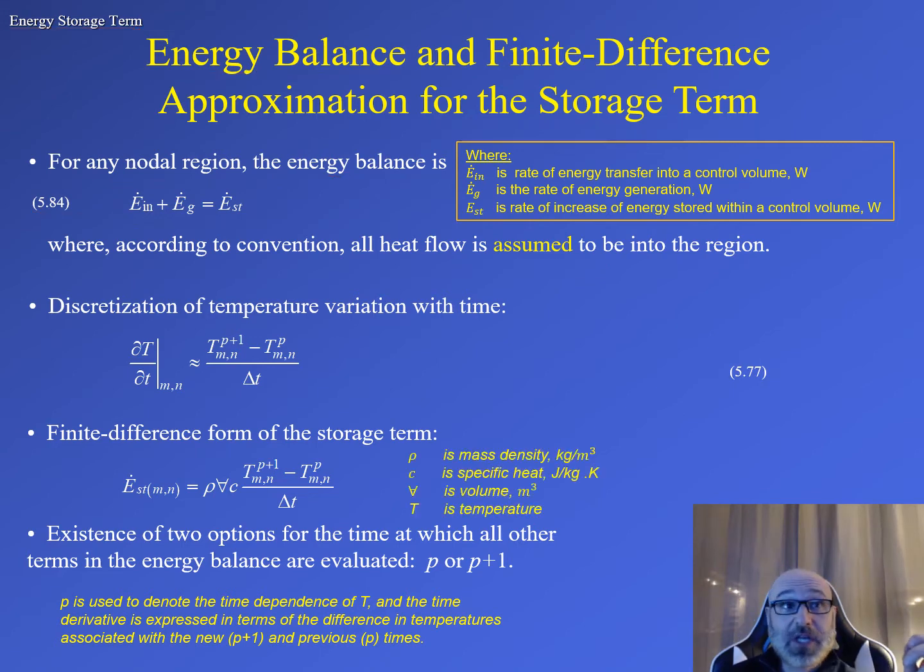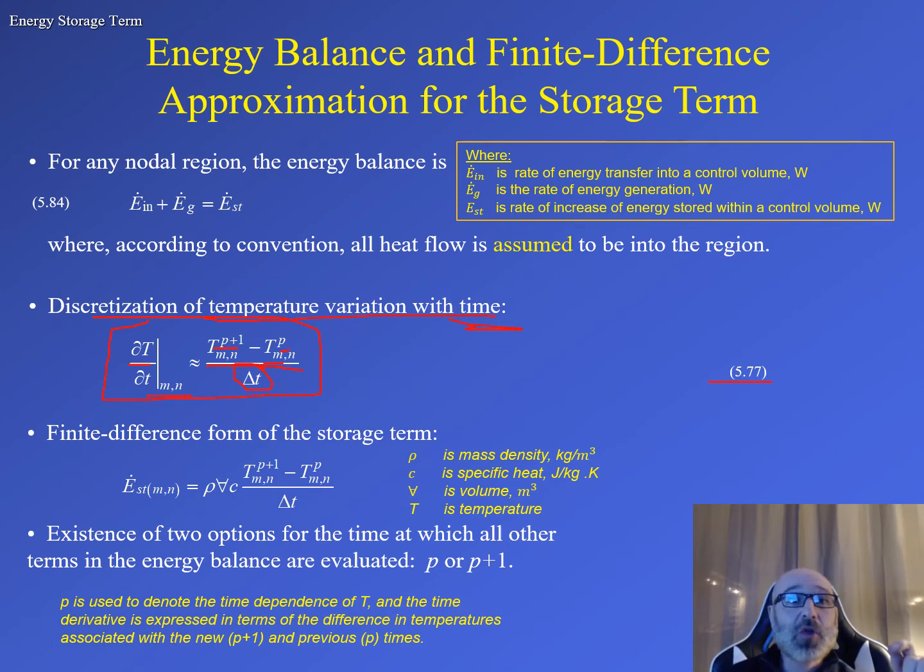So looking at the discretization of temperature variation with time, we have this equation 5.77. So this equation here shows us that our partial of temperature with respect to time evaluated at some m,n is approximately equal to our temperature at m,n at p plus 1 minus our temperature at m,n at p. And we recall that the superscript had to do with time points, and this is all divided by our delta t value right there.